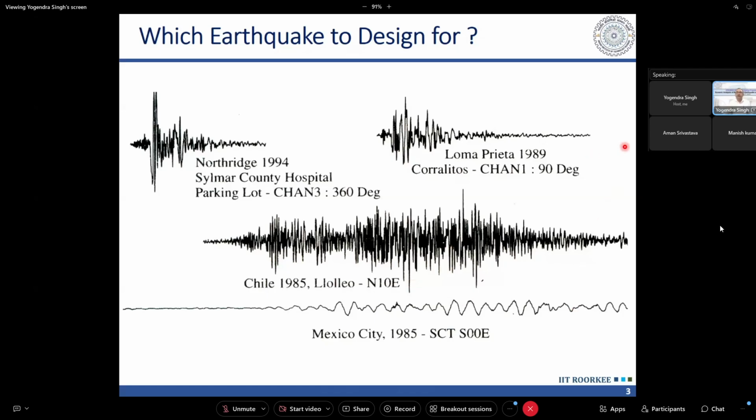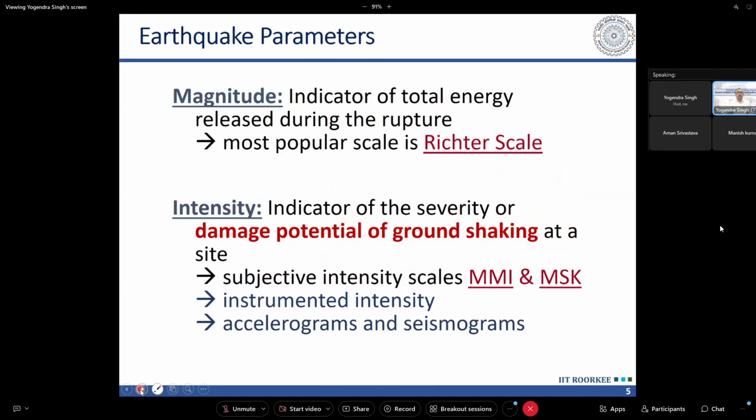So we can identify that there are three important characteristics of an earthquake motion. Before the characteristics, there are two commonly reported aspects of an earthquake. One is the magnitude and another is the intensity. Magnitude is an indicator of the total energy which is released during the earthquake rupture. And there are several scales. The most popular scale which we hear on TV is the Richter scale. But this is of magnitude.